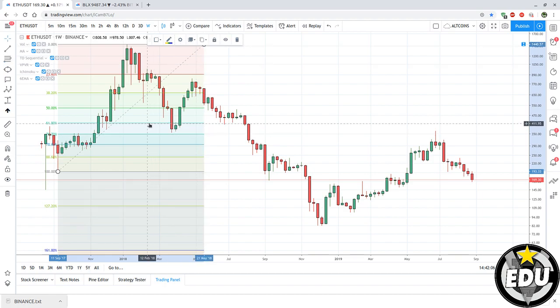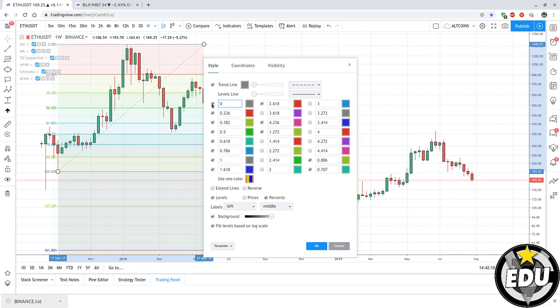the first thing that you should know is that you can add more levels. In my Fibonacci tool I also added the 0.886 and the 0.77. You just write your number and select, and it will add it. And then I also added the 1.270, so it's the 270 Fibonacci retracement.